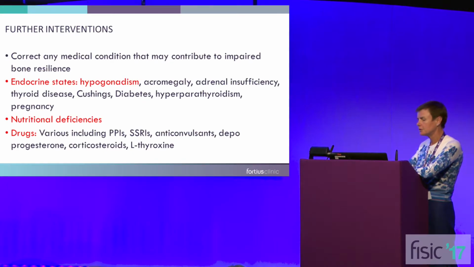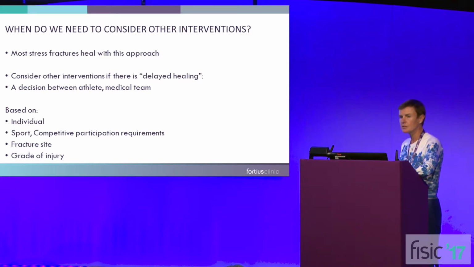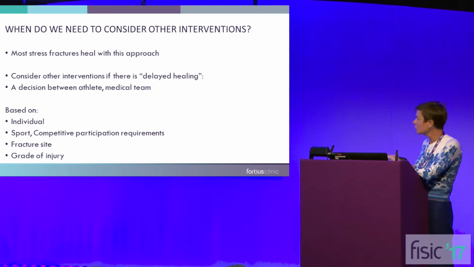What about further interventions? Well, if the individual has got any underlying medical reason why their bone remodeling is not correct, then that should be addressed, and that perhaps is stating the obvious, but it's probably the first thought in terms of intervention that should be had. When do we need to consider other interventions? Well, most stress fractures will heal with that response, with that approach.